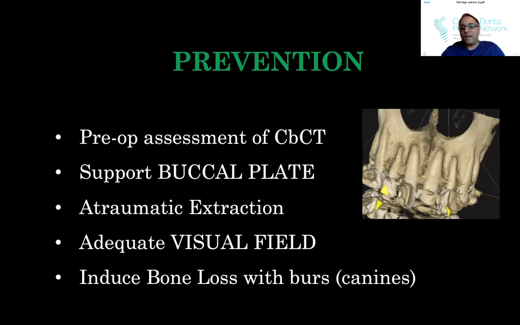And as far as larger cases go, like locator cases where we need to do ridge reduction, or for example, cases where we're doing all-on, I will intentionally induce what I call periodontal disease. I'll drill bone away around the tooth, especially canines, to make it easier. I'd rather compromise some bone and get the tooth out as opposed to trying to take the tooth out and losing the whole buccal plate. So there's kind of this balance. My magic number is about 4 to 6 millimeters.